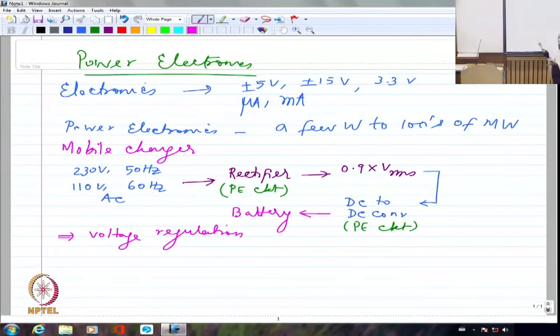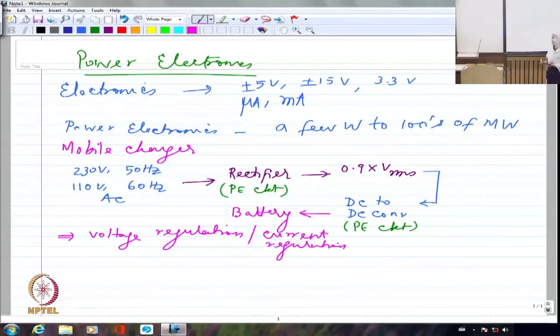So despite those variations, the current that is going into the battery to charge it, that has to be regulated. The voltage has to be regulated. So it's not only voltage regulation, even charge or current regulation. Both have to take place.